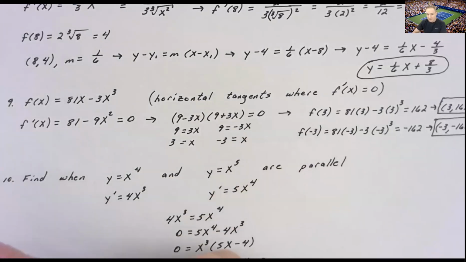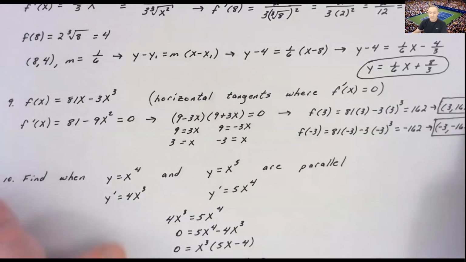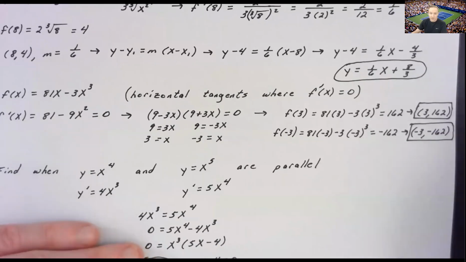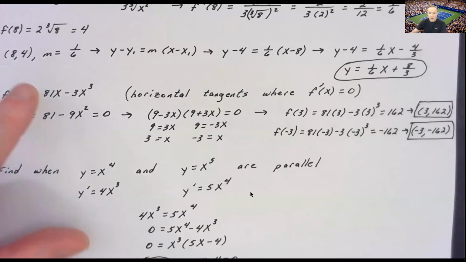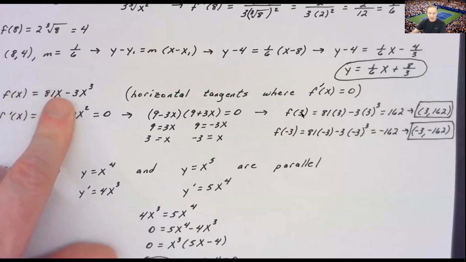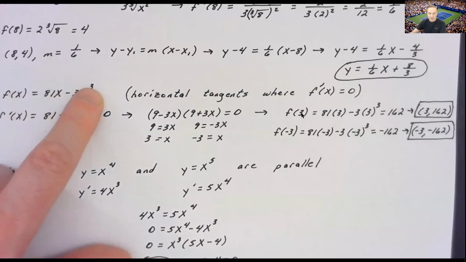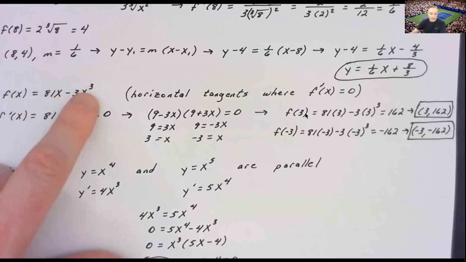Now, Achieve didn't just want the x values, they wanted the coordinates of the points where you would have horizontal tangent lines to this curve. So all I had to do is find the y values by plugging 3 back into your original function. You see I did 81 times 3 minus 3 times 3 cubed. And since this is an odd function, f of 3 and f of negative 3 are going to be equal and opposite. This function is going to be symmetric with respect to the origin.